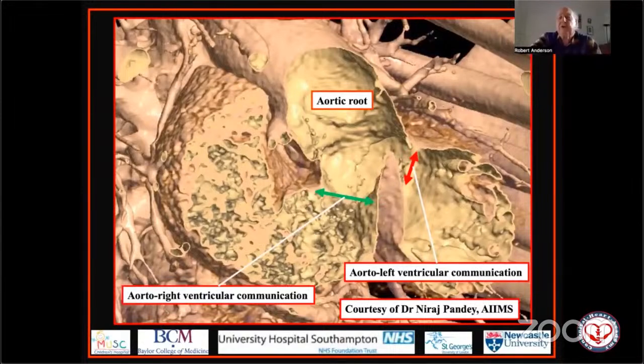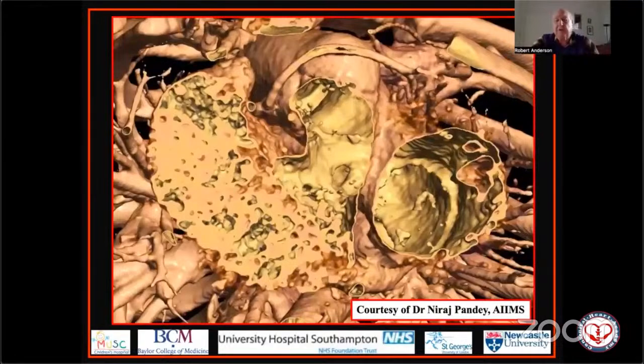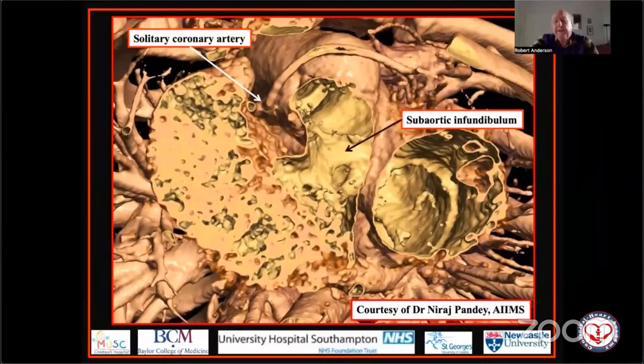And the role of the surgeon during surgical correction is to place a patch in the right ventricle so as to close the aorto-right ventricular communication. Now we can rotate this data set so that you can look up into the aortic root and you can see the margins of that aorto-right ventricular communication. Note that in this particular patient, there's also a solitary coronary artery. This is the beauty of computed tomography. It shows you all these features.